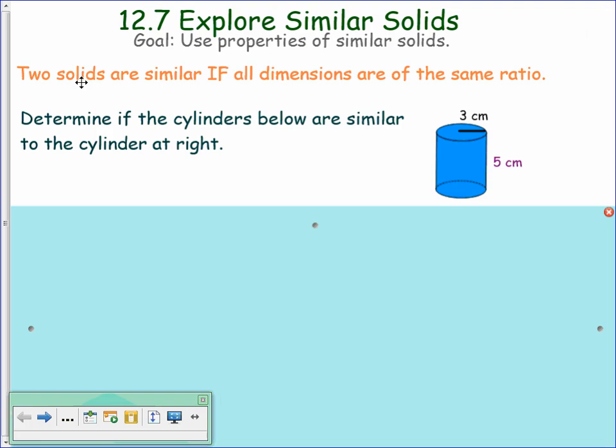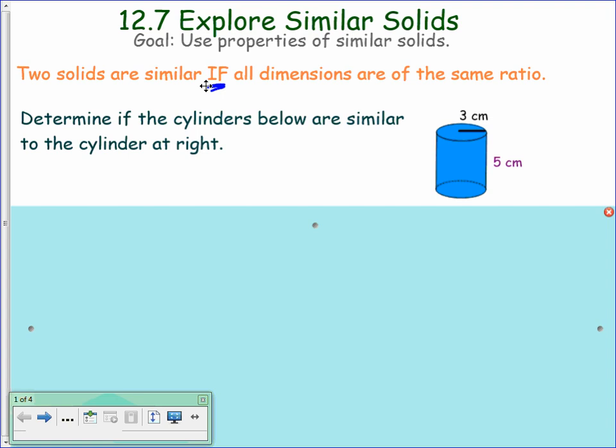Today's section is section 12.7, Explore Similar Solids. It is our very last section of geometry for this school year. Alright, two solids are similar if, big if, all dimensions are the same ratio.